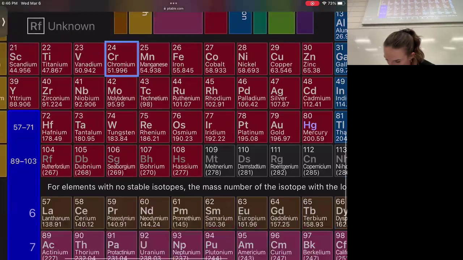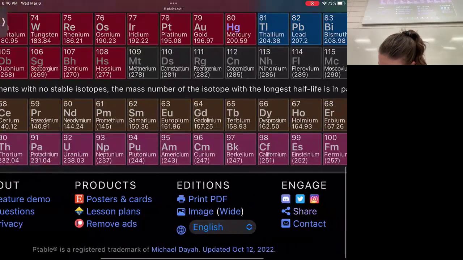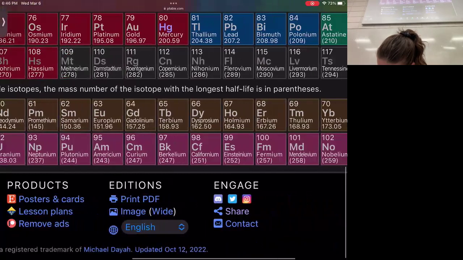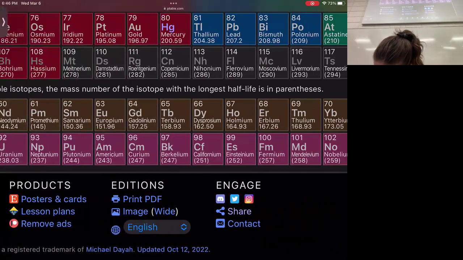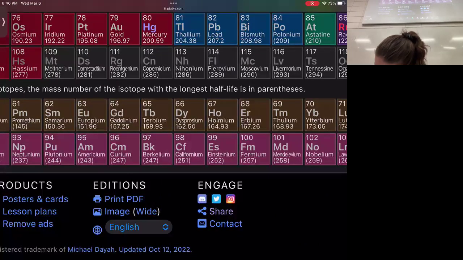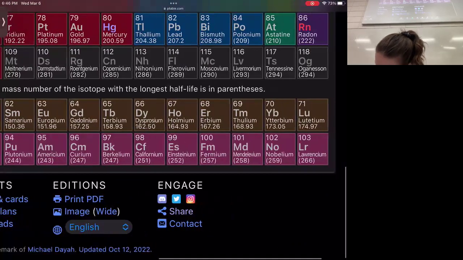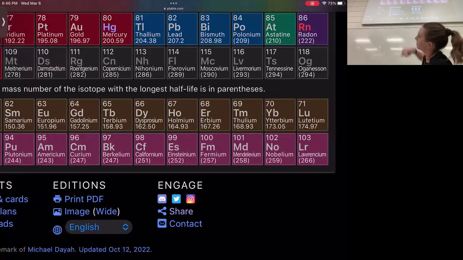I think there's a couple fun ones down here in the D block, or the F block. Promethium, like hello. Yep. And there's nobelium. Nobelium is 102.